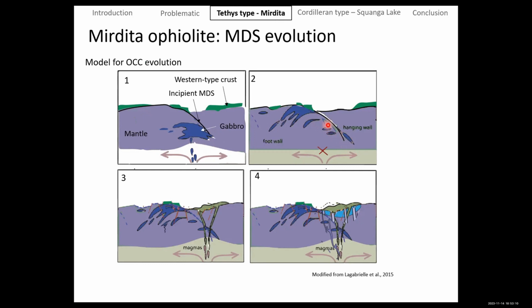As the detachment evolves, these high-temperature shear zones are brought to the surface, and they are overprinted by brittle-ductile deformation. And eventually, as the detachment evolves, we form the last increments of deformation, which are these late high-angle normal faults, which overprint the previously mentioned shear zones and shear bands. Then exhumation along the detachment fault stops, magmatism begins again, and we form the eastern type crust. So basically, this is what we have for the Meridita ophiolite oceanic core complex.